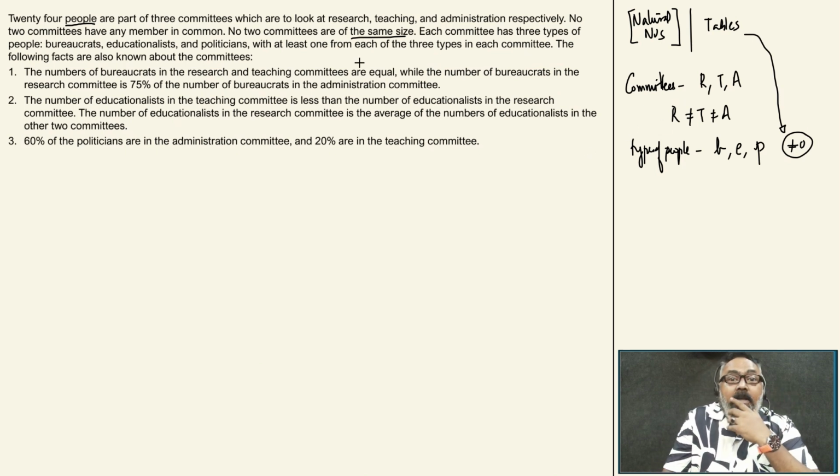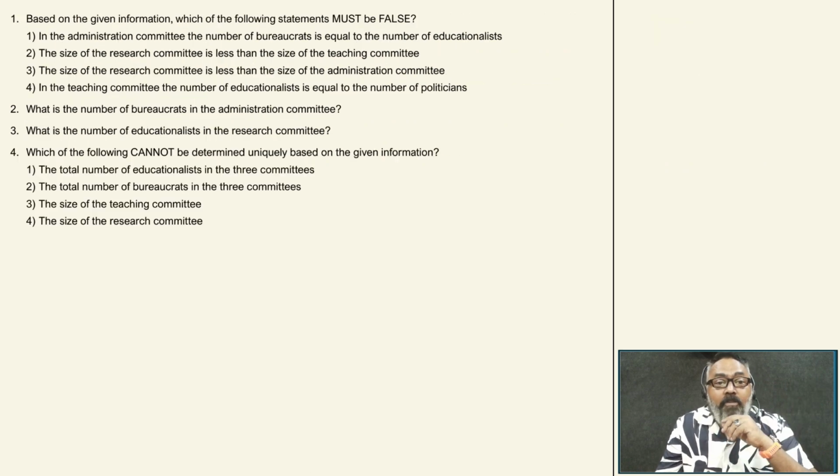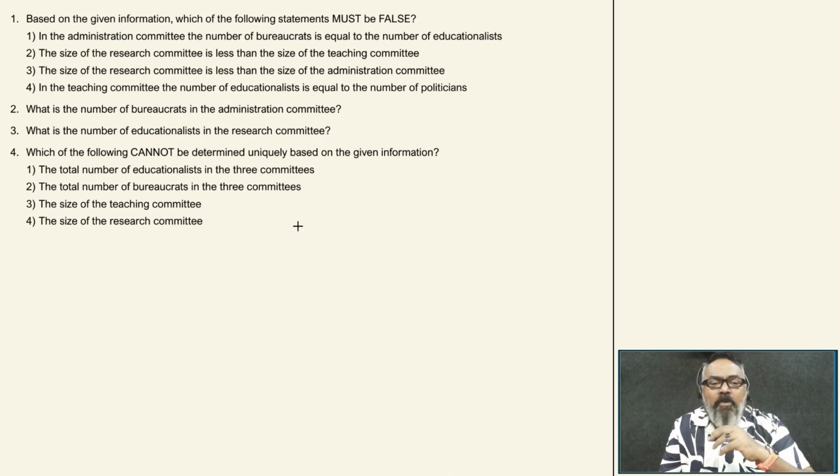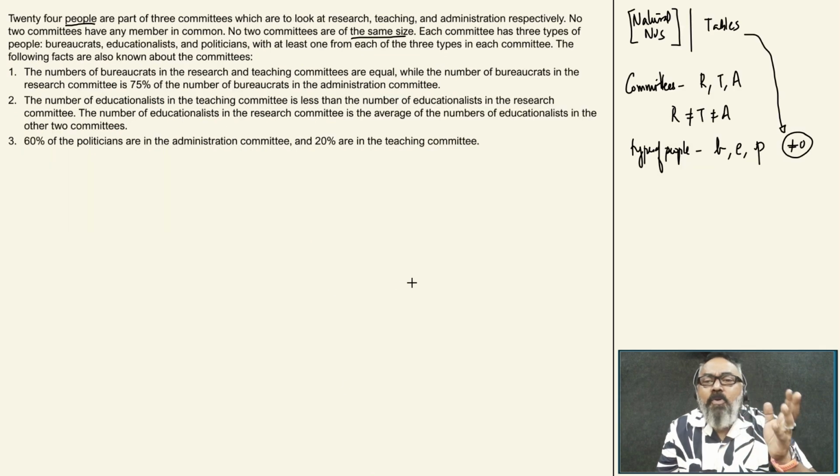Right. The following facts are known about the committee. And then if I look at question number 1, it says which of the following statements must be false, which means three statements could be true, but one statement is definitely false. Well, number of bureaucrats in the administration committee, number of educationalists in the research committee, at least two values we will be able to find out. Which of the following cannot be determined uniquely. So which means that some of the things can be determined, some of them cannot be determined. But let's go ahead and solve this particular set.